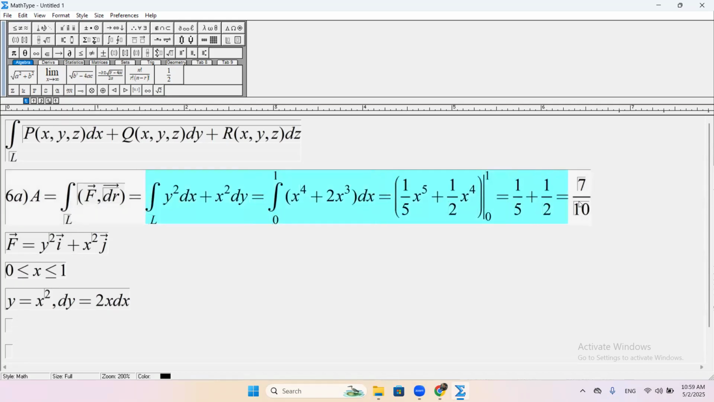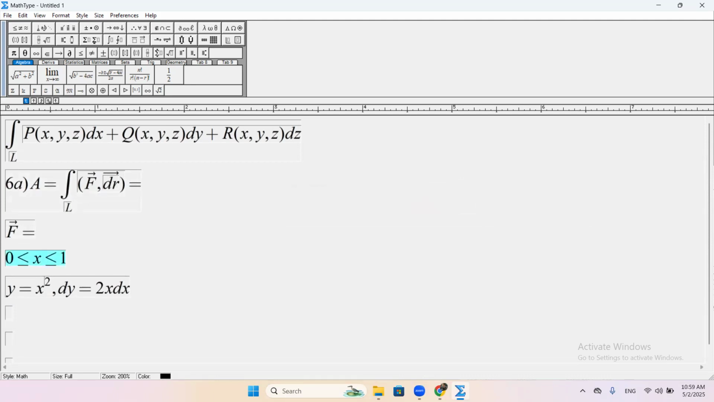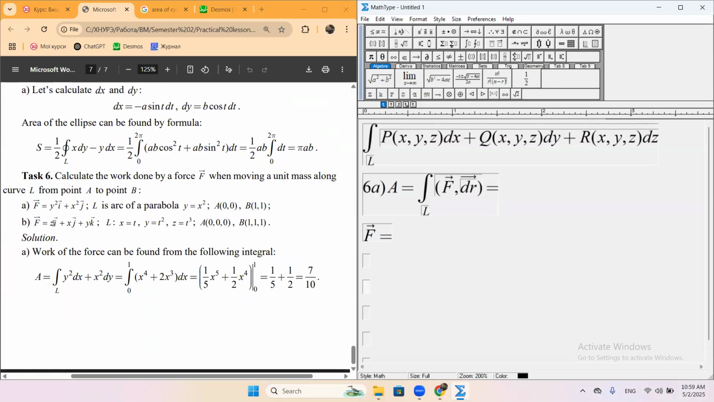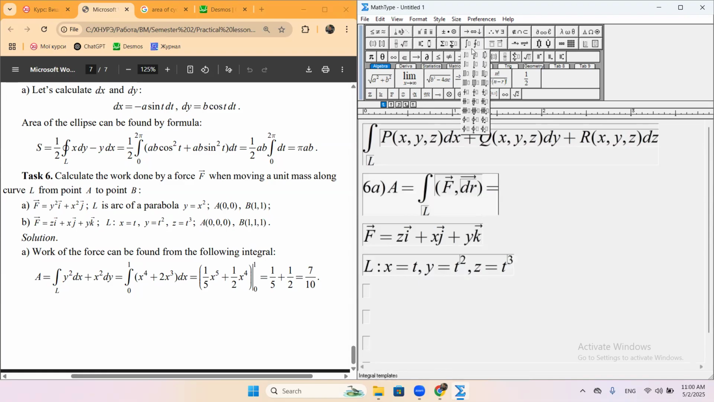No. Okay, if no questions, moving to the next exercise, we will have another case. So now we solve the task in three-dimensional space. The force is z i plus x j plus y k. Let's write down formulas for L: x equals t, y equals t², and z equals t³. And the integral over L will be the following: z dx plus x dy plus y dz.